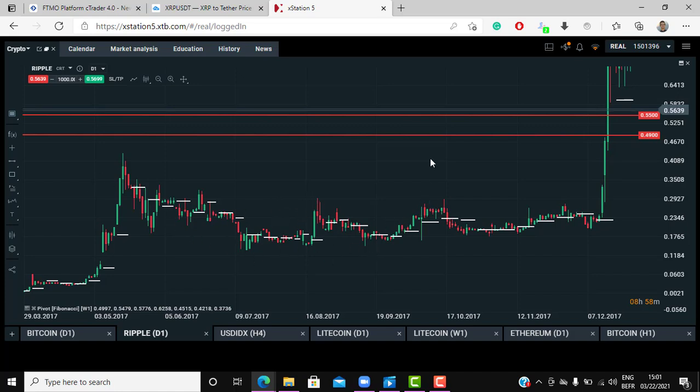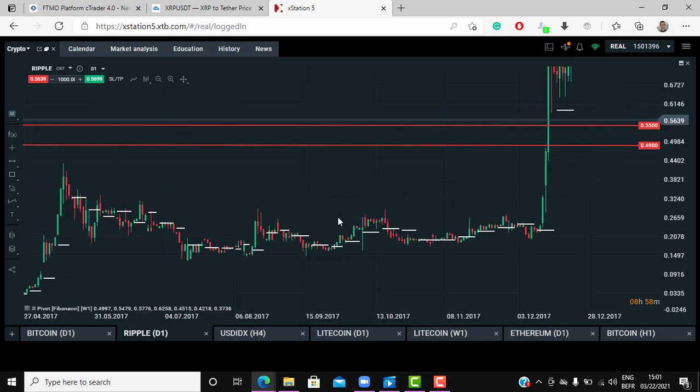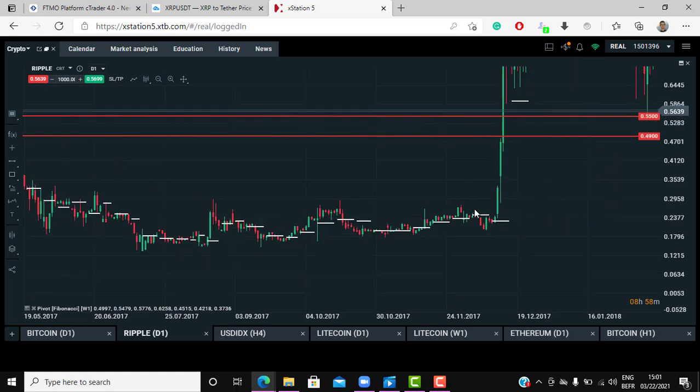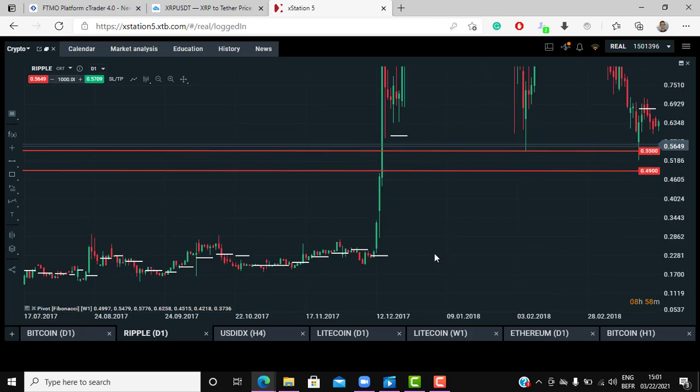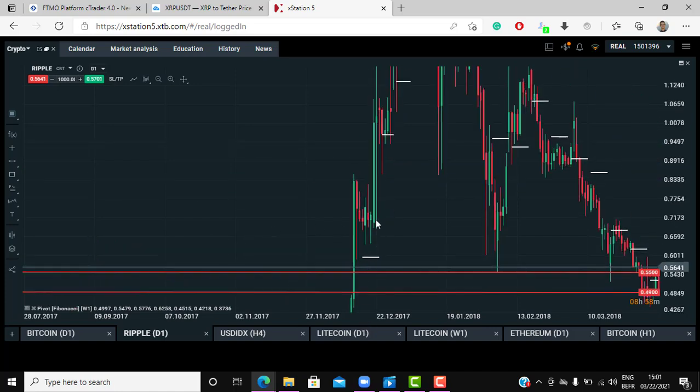As you can see, this price action around here is very similar to the price action that we have right now. And we kept trading in a range before having this explosive move to the upside. So this is a crypto to keep in mind, because it's a very powerful crypto, and it's a sleeping crypto, but when it moves, it has these very powerful, very quick moves.